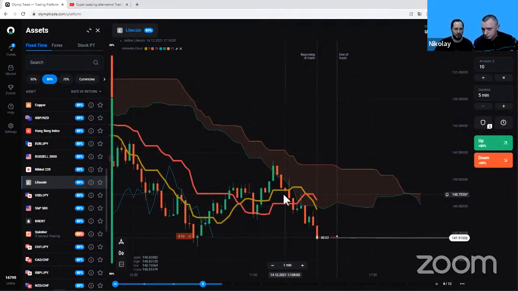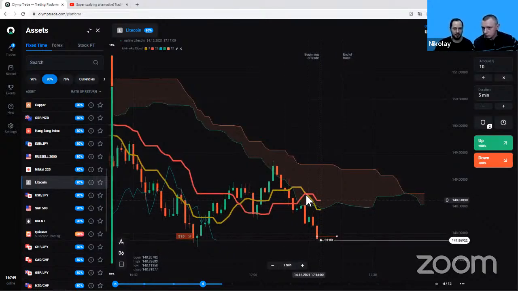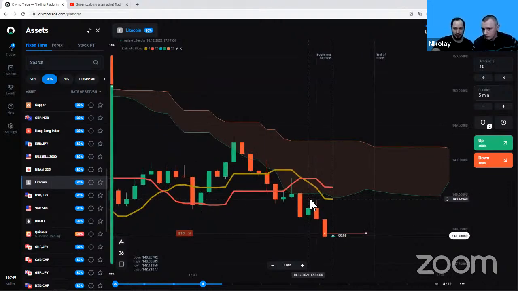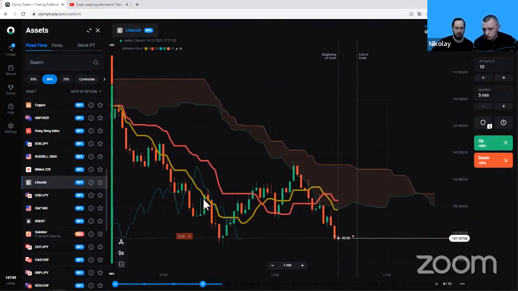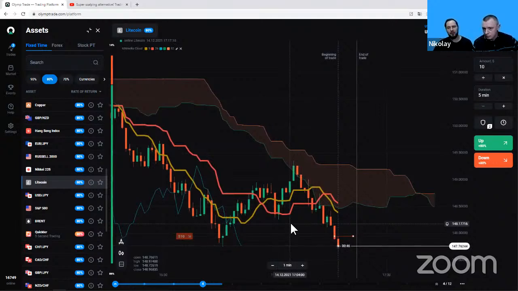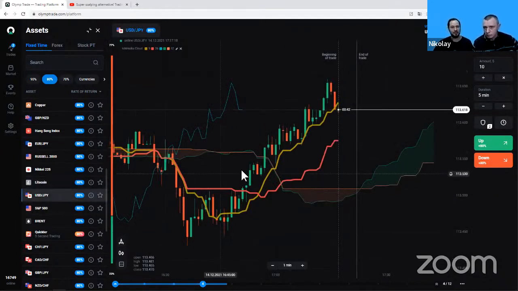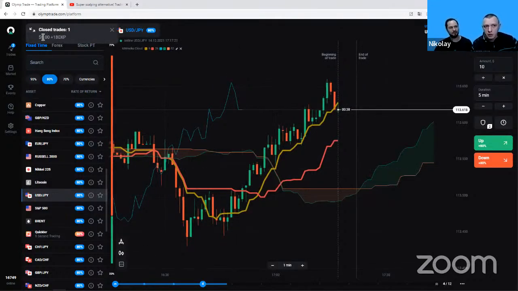Actually, it was quite a good signal right here, because except for this crossing, we do have a crossing of the clouds, and we do have a crossing of this blue line with the chart, which is also a signal. So this was a signal with 3 confirmations from this indicator, so it's quite legit. That's really good. So the third trade was closed in plus.